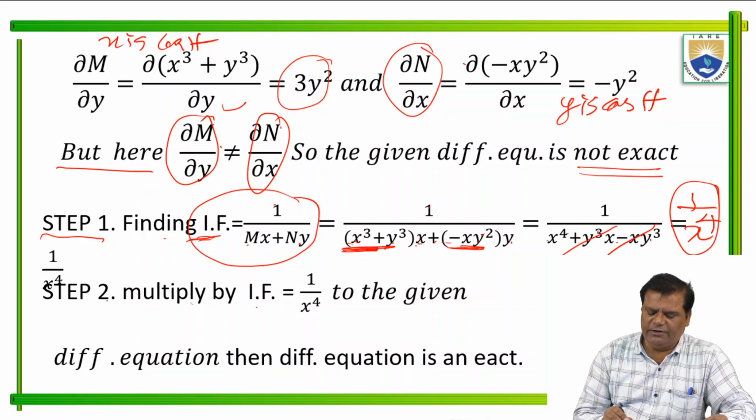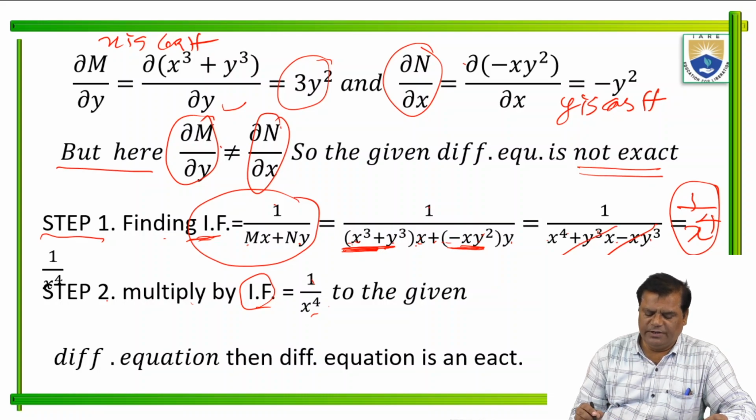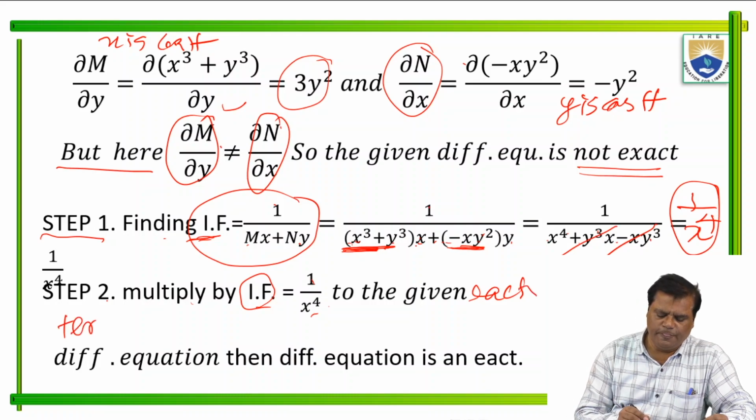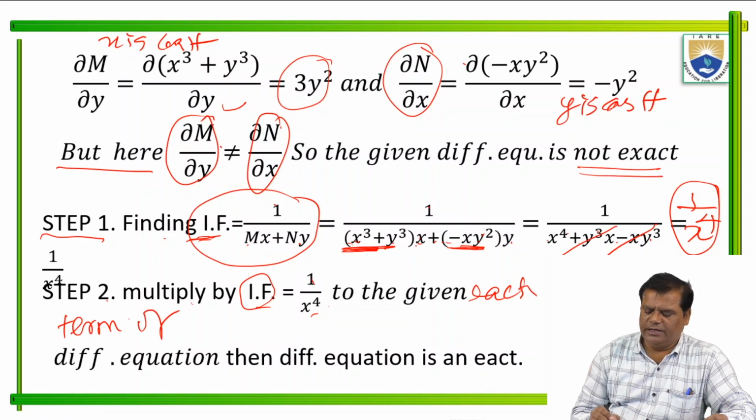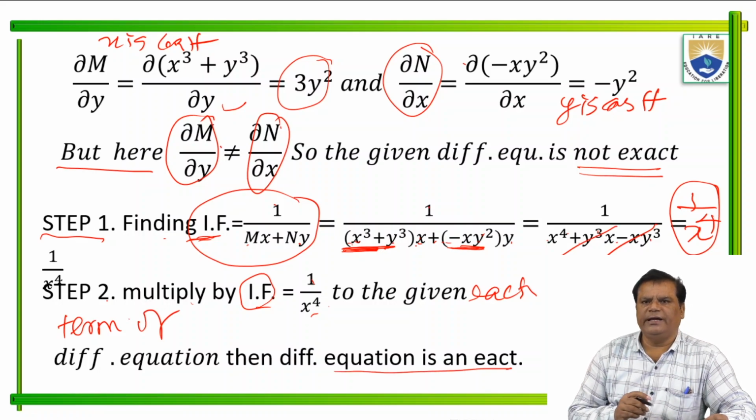Step 2, multiply by the IF, 1 upon x to the power 4, to each term of the given differential equation. Then the differential equation becomes exact.